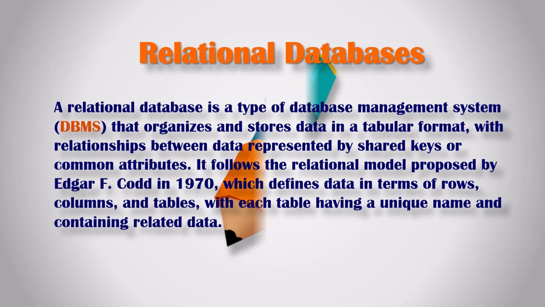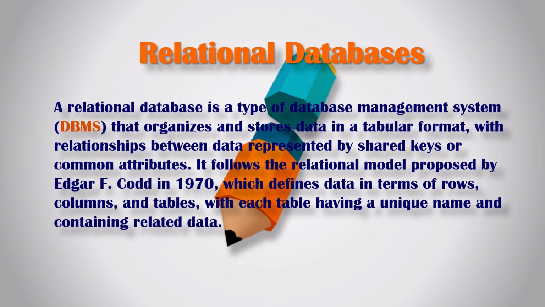A relational database is a type of database management system, DBMS, that organizes and stores data in a tabular format, with relationships between data represented by shared keys or common attributes. It follows the relational model proposed by Edgar F. Codd in 1970, which defines data in terms of rows, columns, and tables, with each table having a unique name and containing related data.